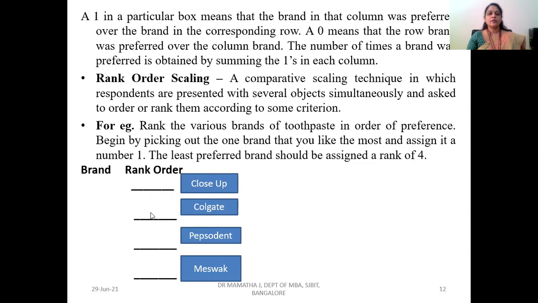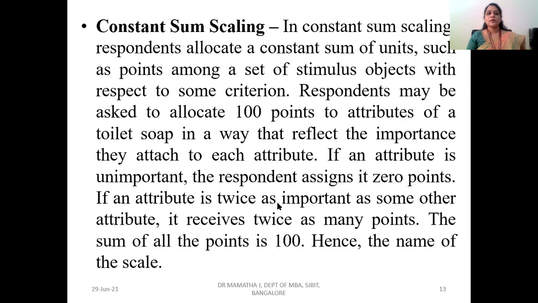If they feel Colgate stands number one, they can give it rank one. If they say Pepsodent stands second, they can give Pepsodent rank two. So rank ordering is possible in rank order scaling. Okay, so now constant sum scaling.